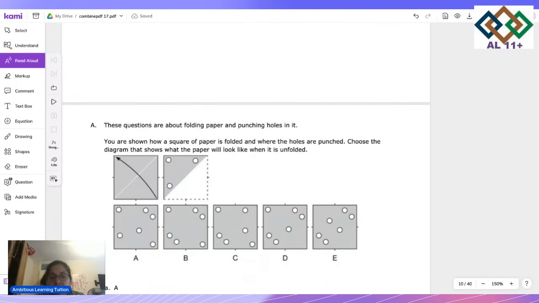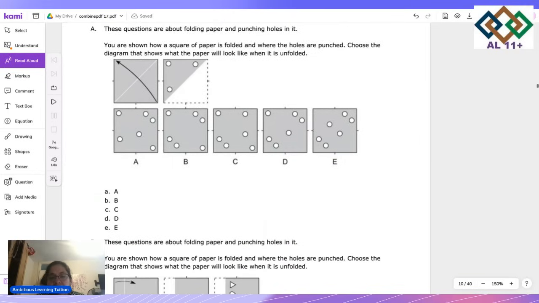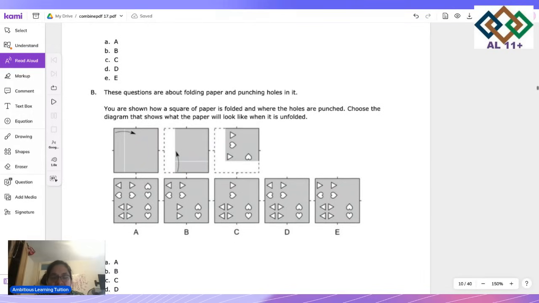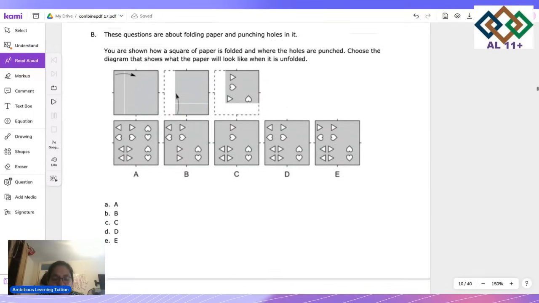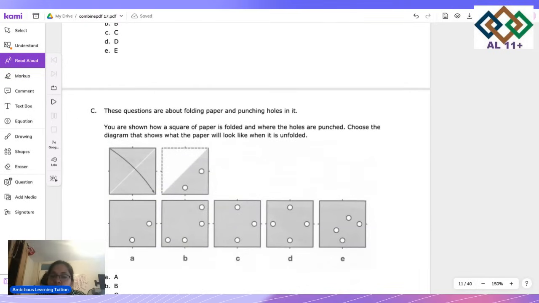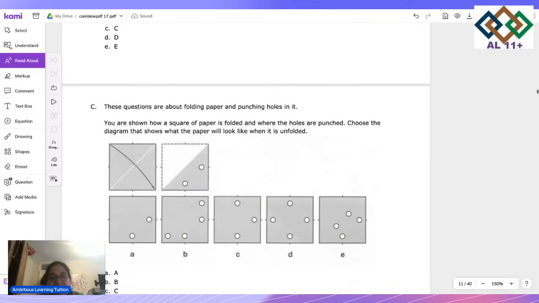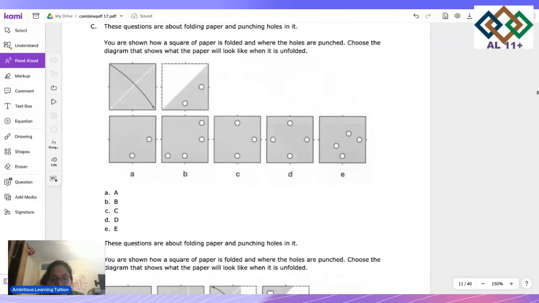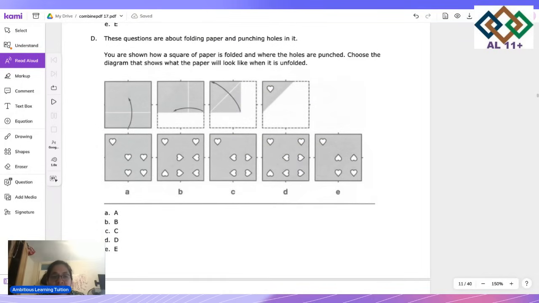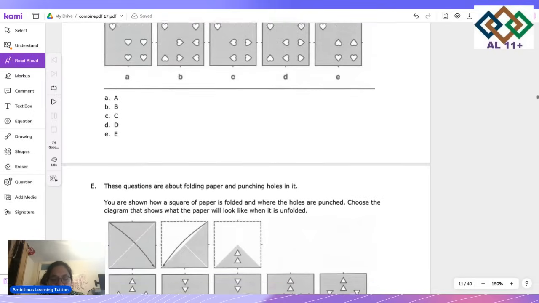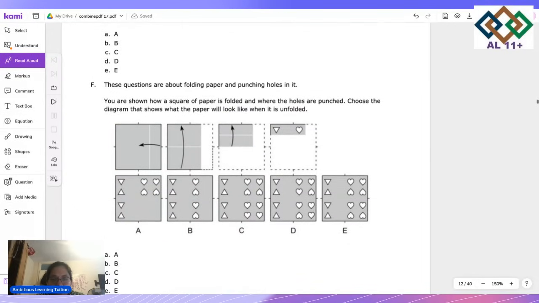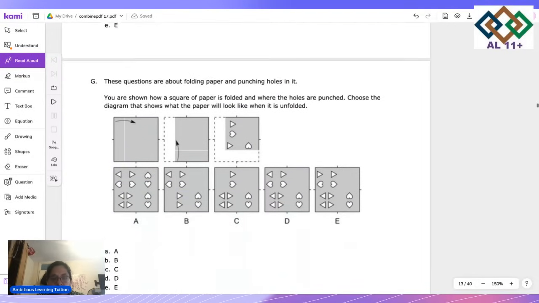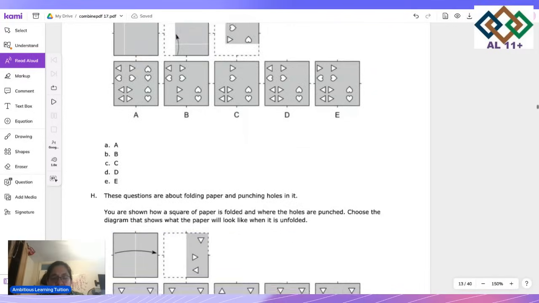So the first one would be folding papers. So you need to think about what will happen if this is folded. So you'll have questions like this one of folding the papers and punching holes in it. So you must have done with your tutors or with your parents. So these types of questions will also be there in Kent. So you will have a full section of folding, punching holes and things like that. So I'm just trying to show you some of them.